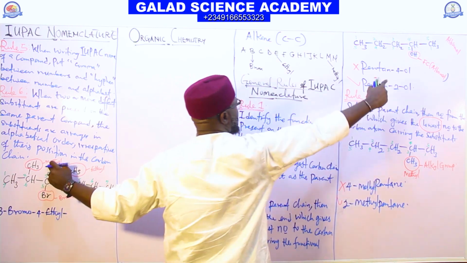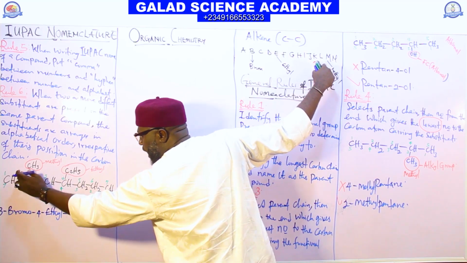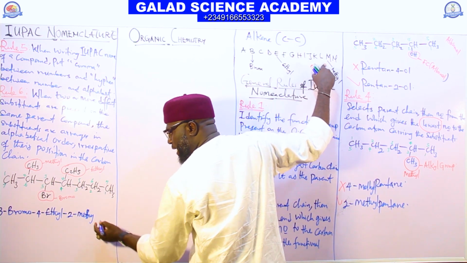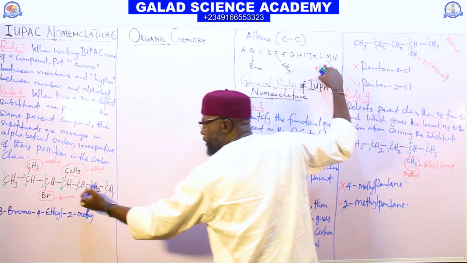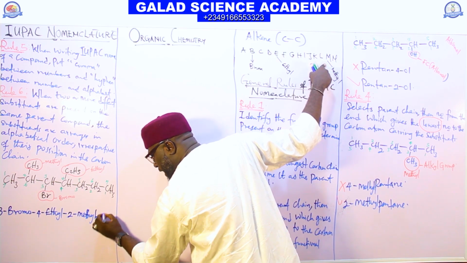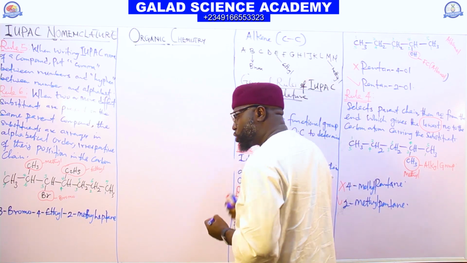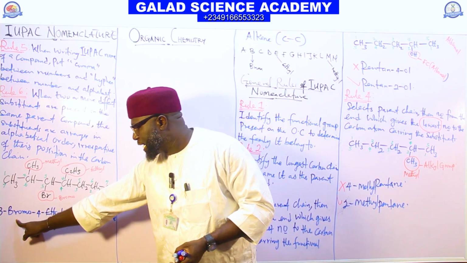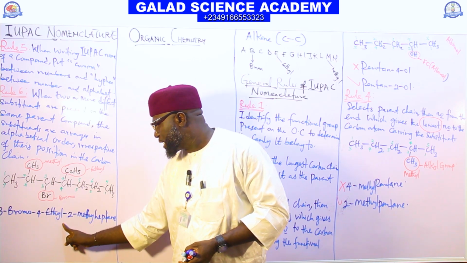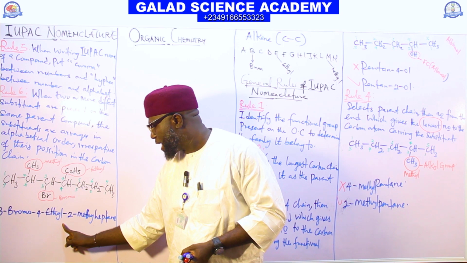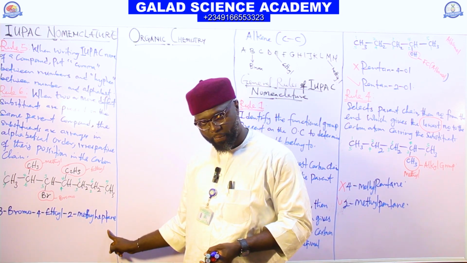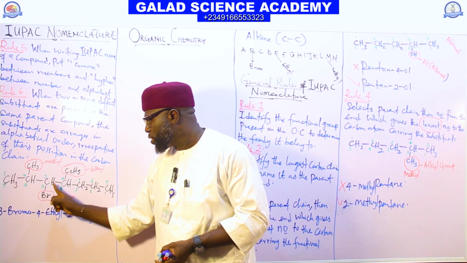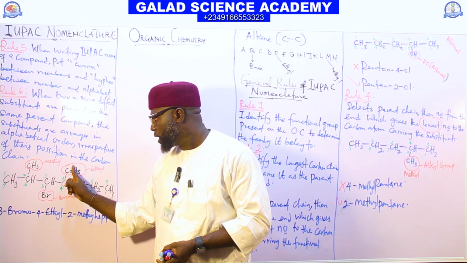Methyl, because it's M. M is the last alphabet. Now call it what? Attached to what carbon? 2. 2-methyl. The next one is the parent chain, which is 7. You call it what? Heptane. So this is the IUPAC name for this compound: 3-bromo-4-ethyl-2-methylheptane. So don't call it 5-bromo-4-methyl-2.